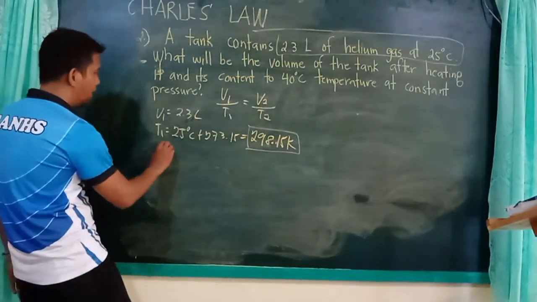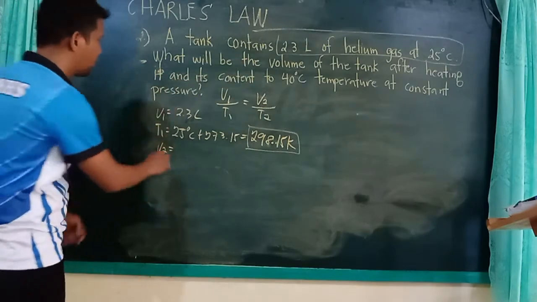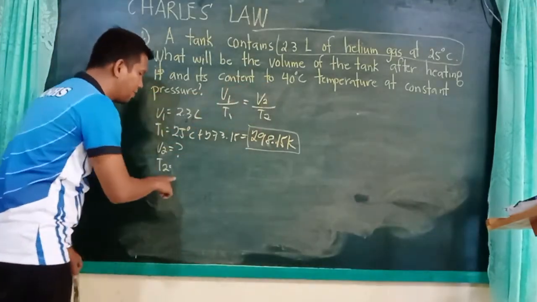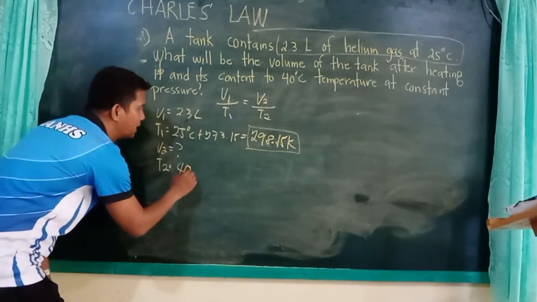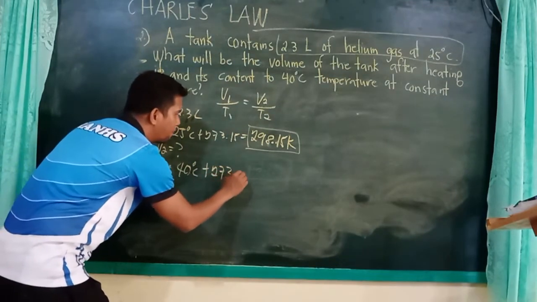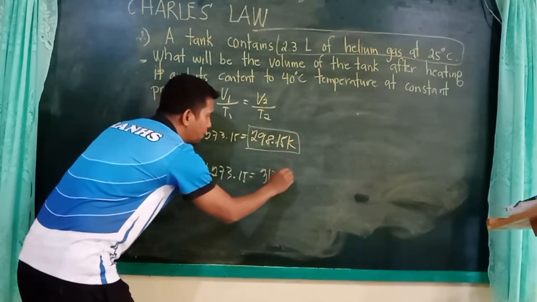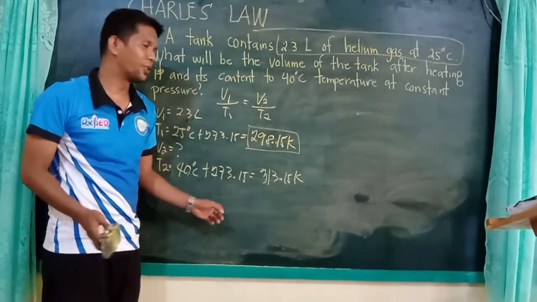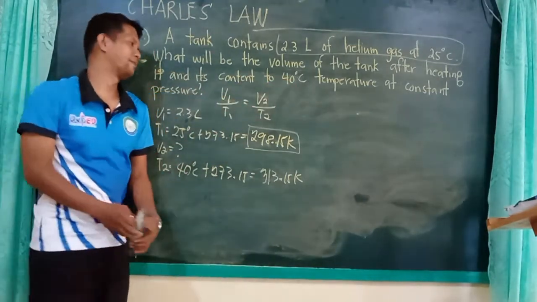Okay, sa V2 natin, so what will be the volume of the tank after heating? So that is missing. For T2 is 40 degrees Celsius, so we need to add 273 to that. So 40 degrees Celsius plus 273.15 is equal to 313.15 Kelvin. So this is the first thing that you're going to do. You need to convert all the degrees Celsius into Kelvin.